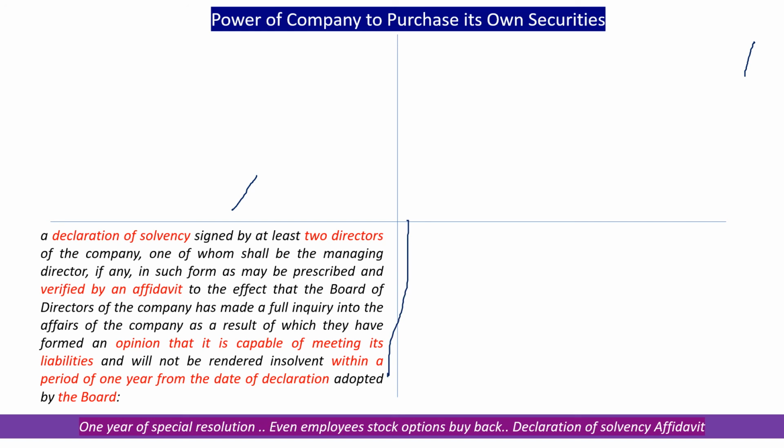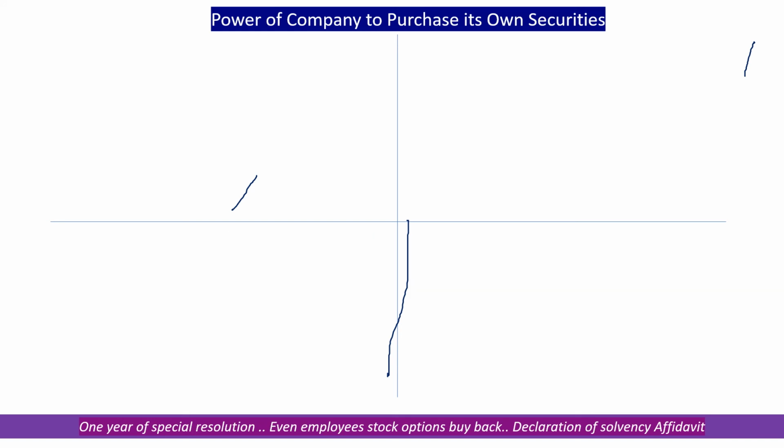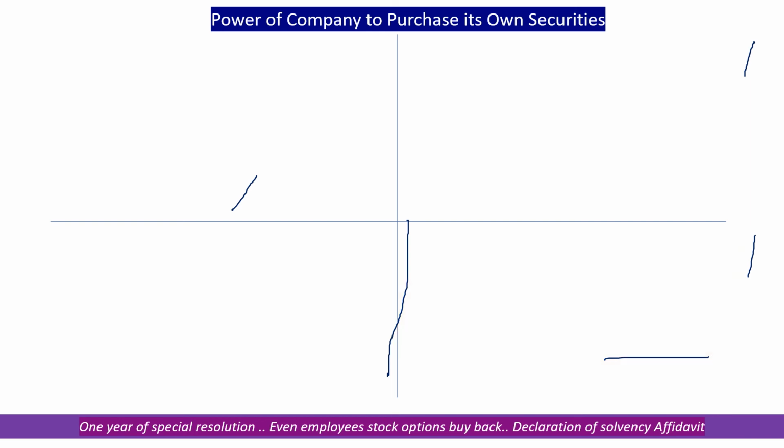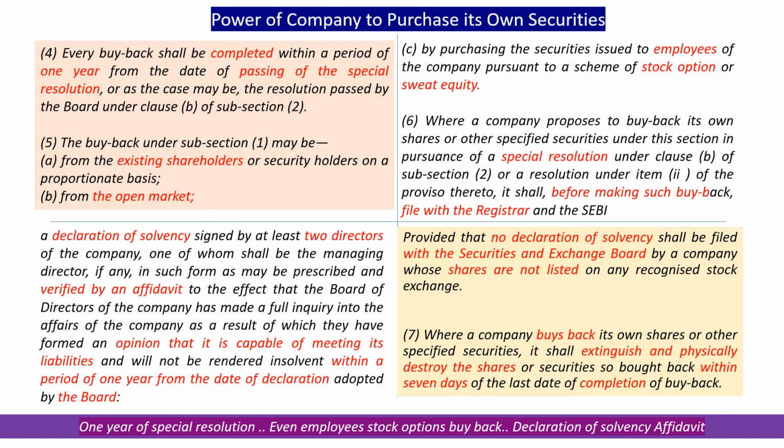And in case of buyback, a declaration of solvency signed by at least 2 directors, verified by affidavit that the company is capable of meeting liabilities, and it shall not be rendered insolvent within a period of 1 year from the date of declaration. The declaration of solvency will be filed with SEBI, and where a company buys back the shares, the next step will be it has to extinguish and physically destroy the shares, a last step in the process.